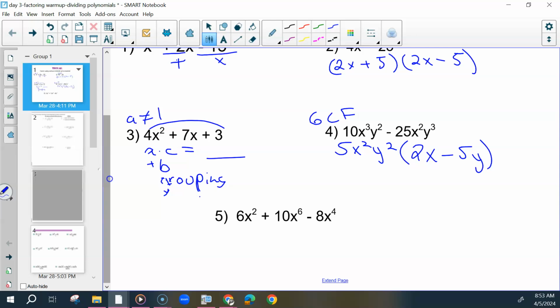That's supposed to say grouping. The board's not letting me write. And then if we had 4 terms, so part of a doesn't equal 1 is grouping, but if we just have 4 terms, that is grouping, where you split the middle and find the GCF of both sides.